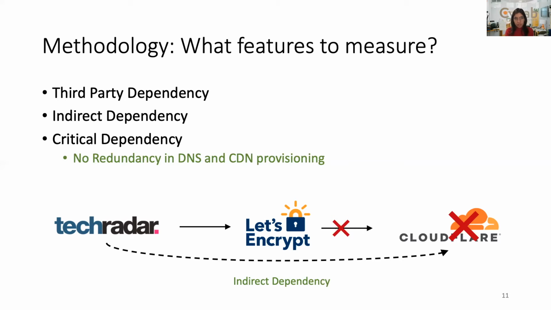In case of DNS and CDN, we compute critical dependency by measuring if the website is redundantly provisioned, which means that the website is using multiple DNS or CDN providers. And in case of certificate authorities, we compute it by measuring if the website has enabled OCSP stapling.